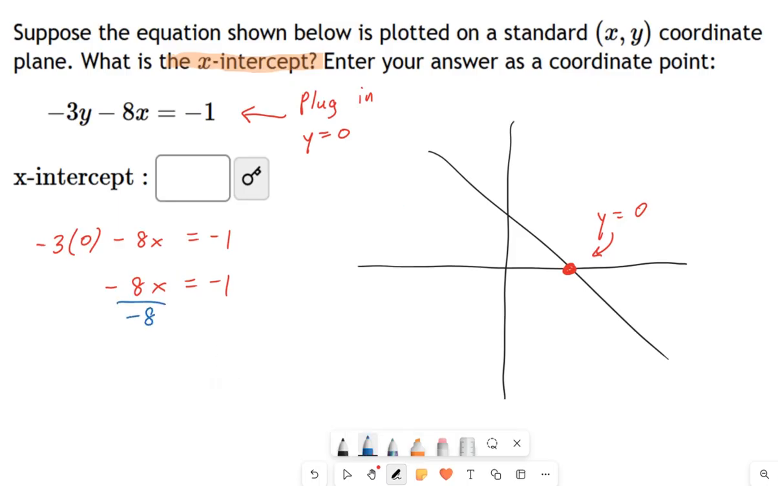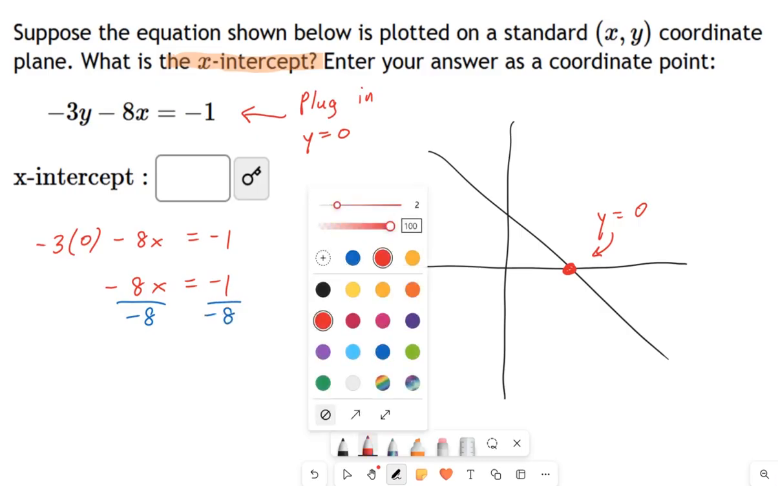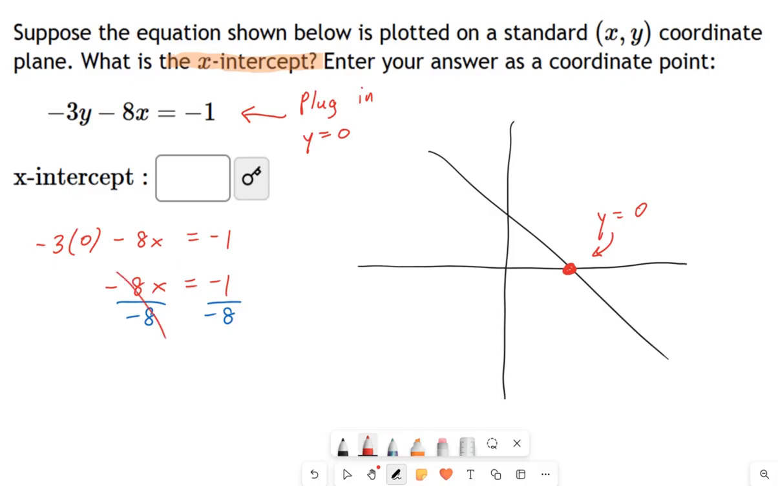We're going to say divided by negative 8 because that's a multiplication. And we have to do it on both sides if we're going to keep this equal. So what that does is it clears the negative 8 off of this side. And you get x equals negative 1 divided by negative 8. Well, that's just 1/8. I'm going to cancel out those negatives.